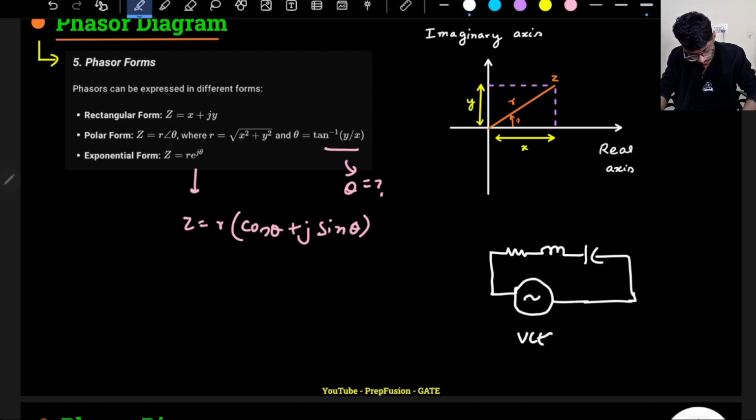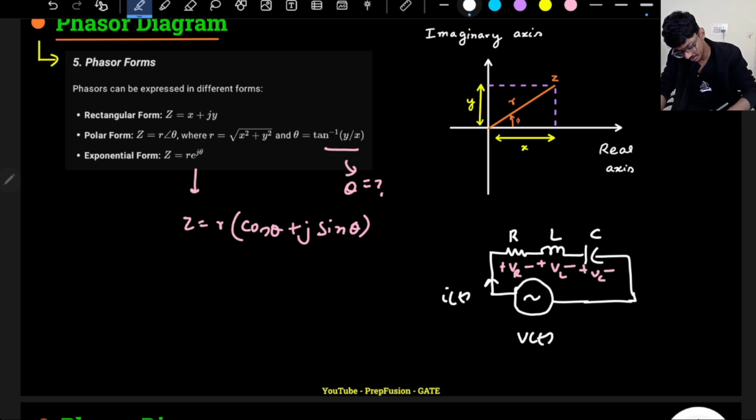So this is my voltage V of t, and this is my current I of t, and it is R, L and C. What I can say is, I have a voltage here VL of t, a voltage here VR of t, and a voltage here VC of t. I of t is the same for all of them. So my V of t will be some Vm sine omega t.